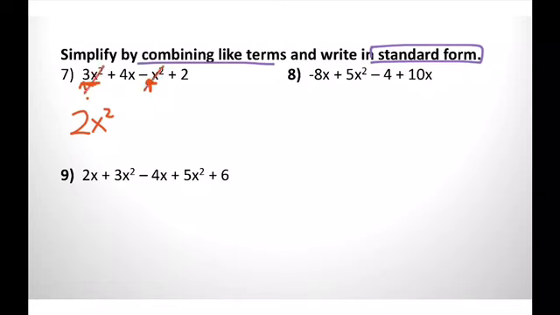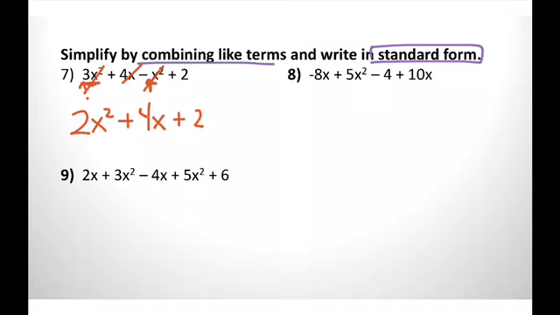Then I've got 4x. There's nothing else to go with that. So plus 4x and then plus 2. They're not like terms. I can't do anything else. We don't do anything with the exponents or anything like that. So then I'm going to say this is a trinomial. Oh, actually, we're not being asked if it's a trinomial. It's in standard form because it's going highest degree to lowest degree.